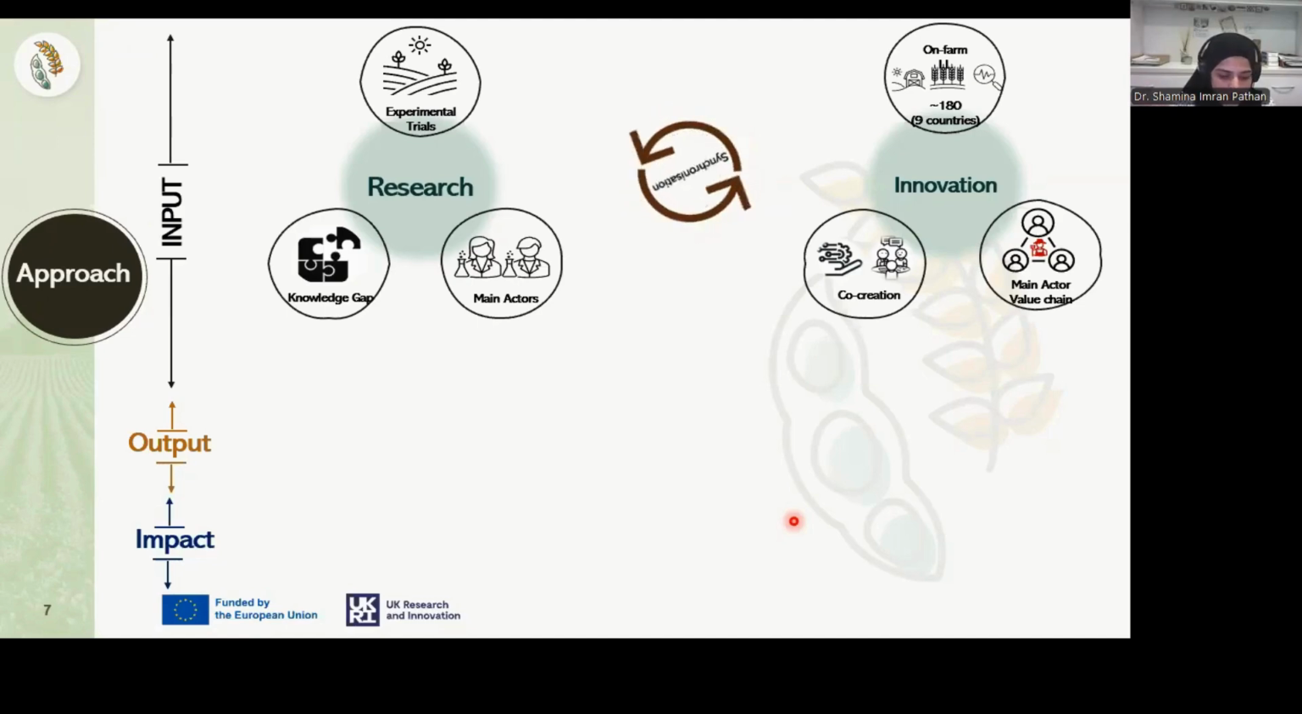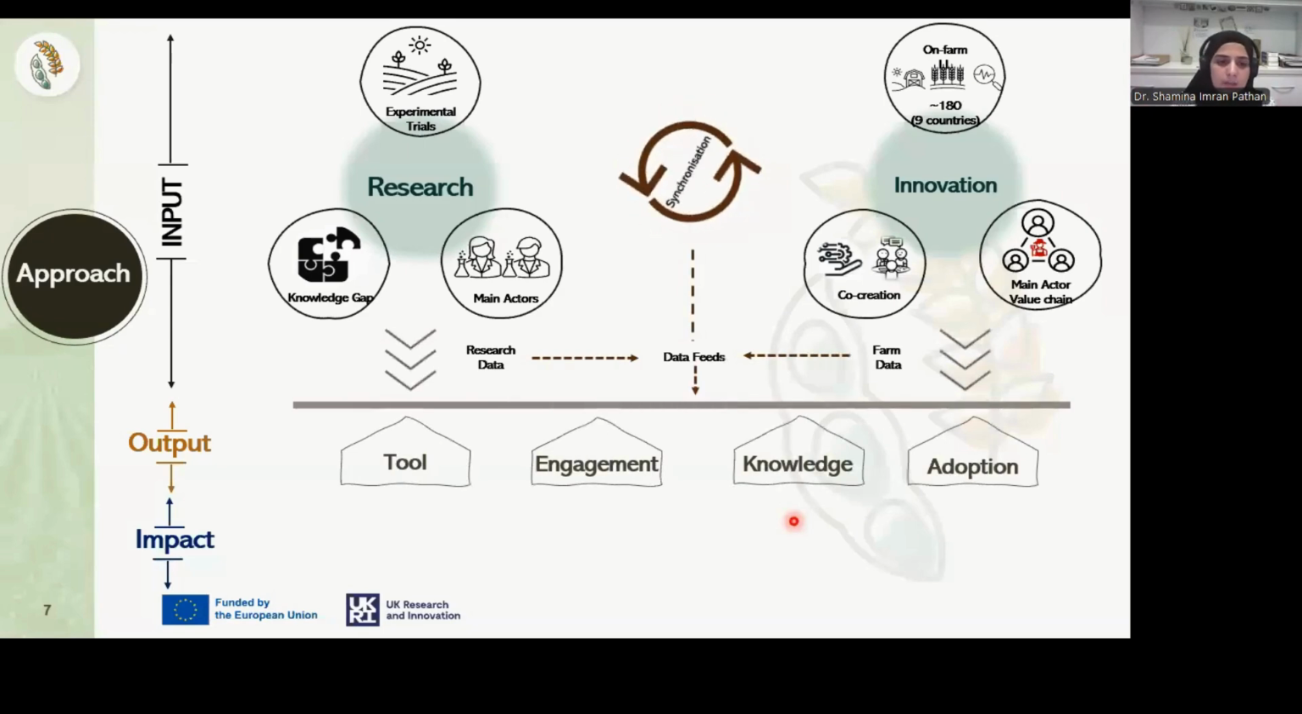So Italy, Spain, Poland, Germany, Czech Republic, Denmark, and 2 non-EU countries, Egypt and Pakistan. In each country we are establishing 20 on-farm trials with different combinations of legumes and cereals. Here we are setting these farms in real conditions. So the main actors are from the value chain, mainly the farmers. So we are working directly with the farmers, and we're doing this co-creation.